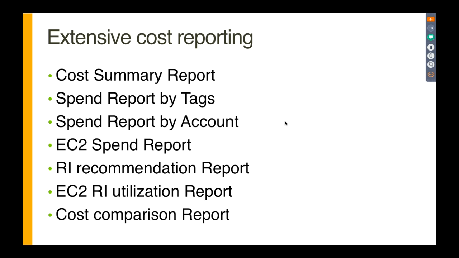As you can see, we have cost summary reports, spend reports by tags, spend reports by accounts, EC2 spend reports, reserved instance recommendation reports, and EC2 RI utilization reports, which show how much your utilization actually is in comparison to your reservations. And cost comparison reports, like this week versus last week, this month versus last month, so that you can make an informed decision on how to proceed from there, or whether you need to take any action or not.